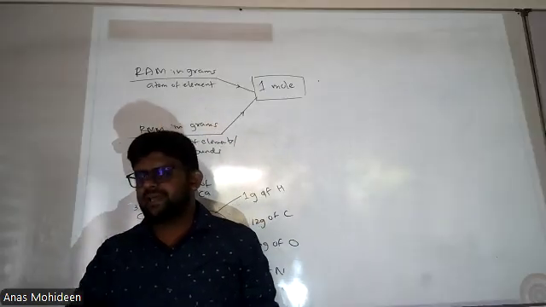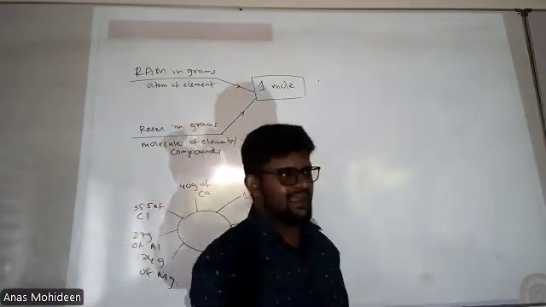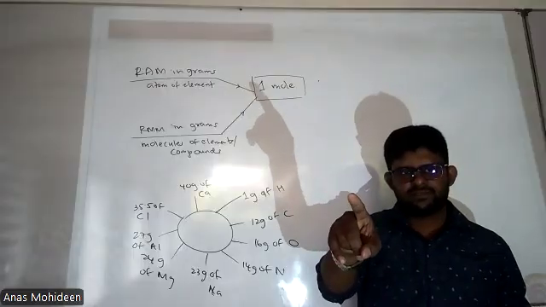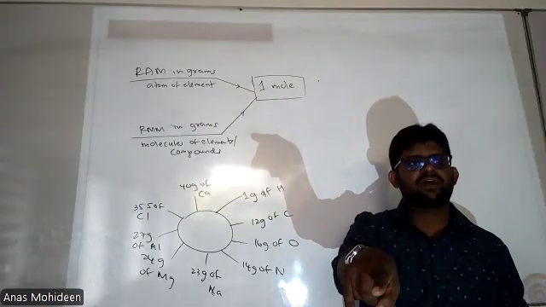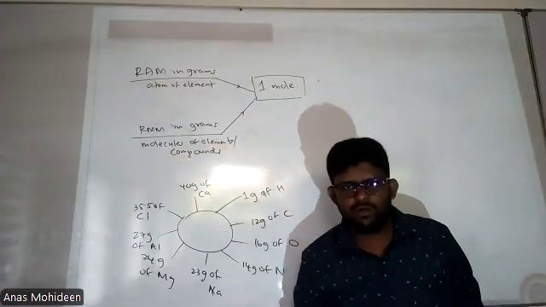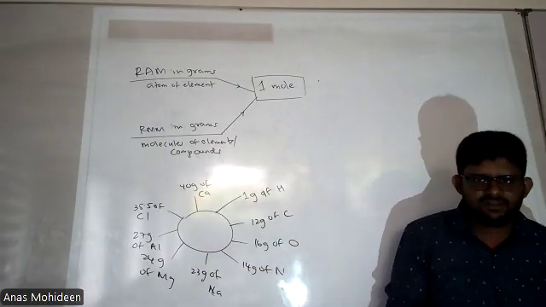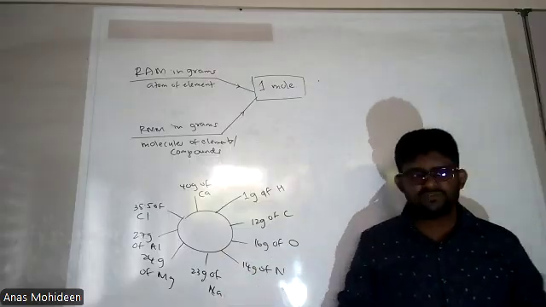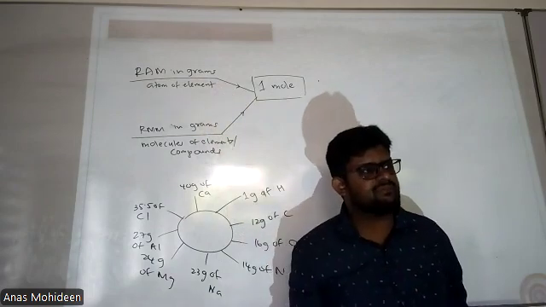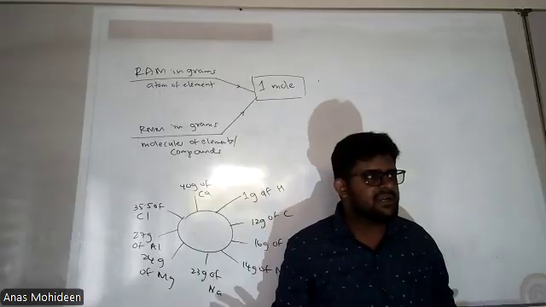And this is also known as grams per 1 mole. How many grams are there in 1 mole? So 1 gram of hydrogen is 1 mole means, what is the mass of 1 mole of hydrogen? 1 gram. 12 grams of carbon is equal to 1 mole means, 1 mole of carbon contains how many grams? 12 grams. 23 grams of sodium is 1 mole of sodium means 1 mole of sodium, what is the mass? 23. Did you understand that?